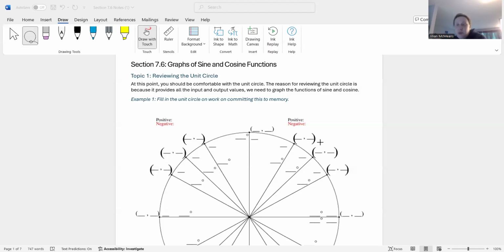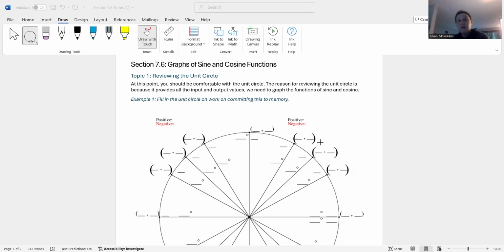Okay, for section 7.6, we are going to start looking at the actual graphs of the trig functions. So we start with sine and cosine, and then in the next section, 7.7, we'll talk about tangent, cotangent, secant, and cosecant.